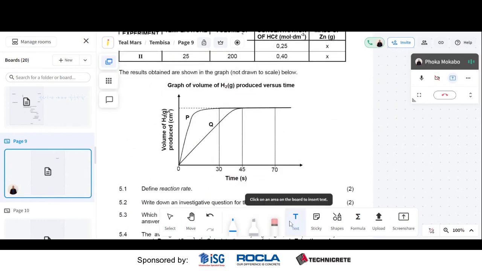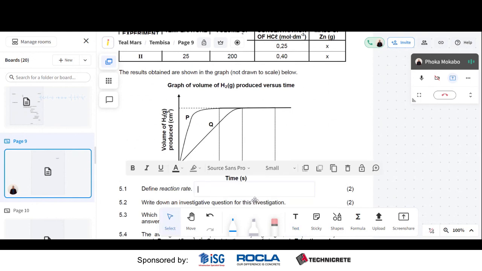So once again, if I remember this correctly from back in the day, reaction rate is the change in concentration, specifically the change in concentration of the products or the reactants within the reaction, over time. Okay.